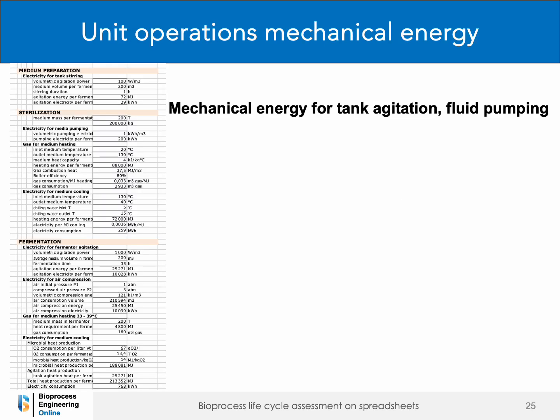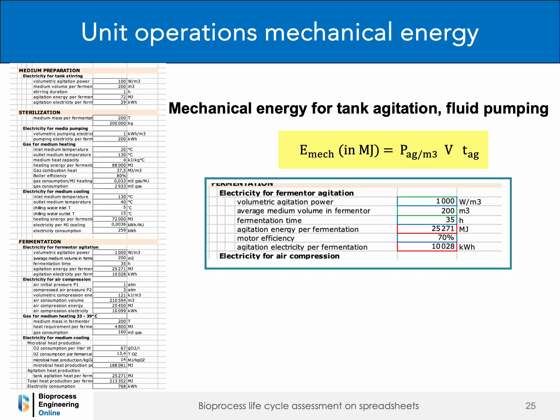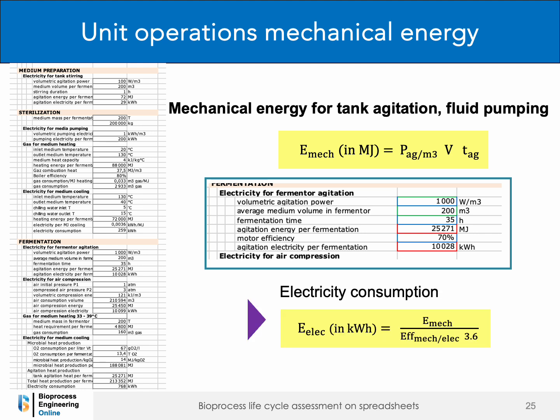The spreadsheet assesses the mechanical energy required for tasks such as tank agitation or fluid pumping within equipment. For example, in the case of fermenter agitation, the necessary mechanical energy, measured in megajoules, is determined by multiplying the volumetric agitation power by the medium volume and the agitation time. Subsequently, the consumed electrical energy, measured in kilowatt hours, is computed by dividing the mechanical energy by the motor's electricity to mechanical conversion efficiency and by 3.6 to convert units appropriately.